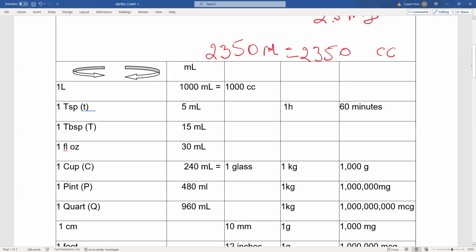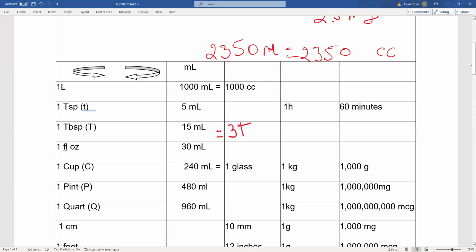1 fluid ounce equal what? 1 fluid ounce equal 30 milliliter. It means what? When you go from fluid ounces to milliliter, you have to multiply by 30. So I want you to know this. How many times 5 milliliter is going to go inside of 15? 3 times. So that means what? It means 1 tablespoon equal 3 teaspoons. You can see that because 5 milliliter going into 15 3 times. That means 1 tablespoon equal 3 teaspoons.